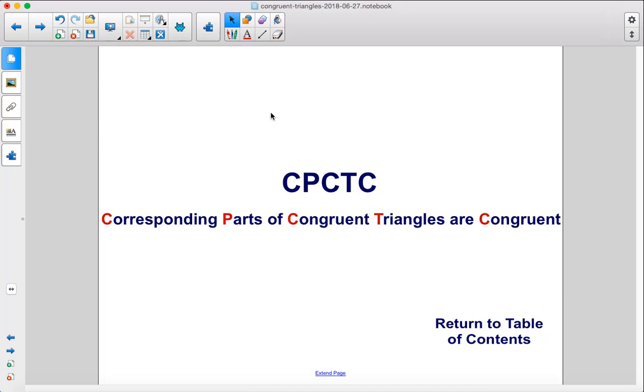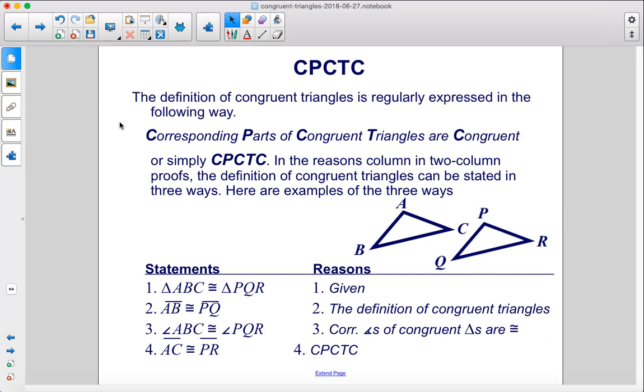Corresponding parts of congruent triangles are congruent. CPCTC. The definition of congruent triangles is regularly expressed in the following way. Corresponding parts of congruent triangles are congruent, or simply CPCTC.